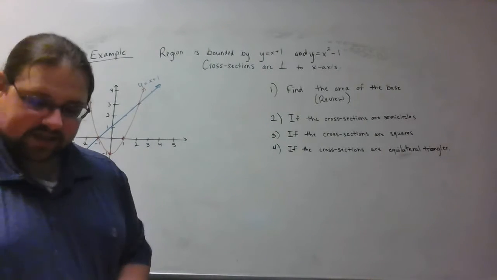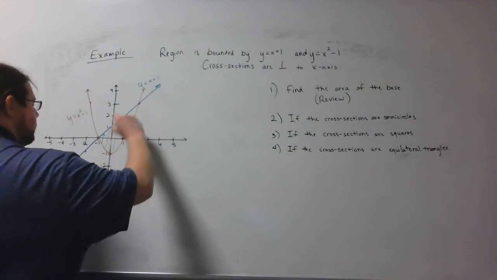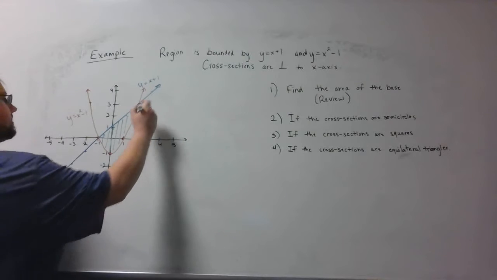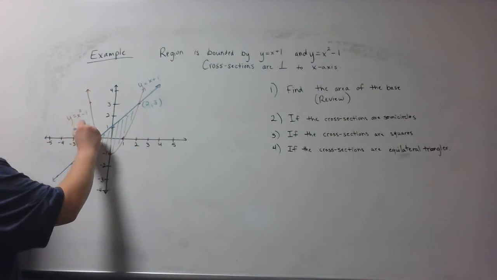So the base, the area that I want to find, is this region in here. Now hopefully you guys notice I have two intersection points. One of them is here at 2, 3. The other one is back here at negative 1, 0.